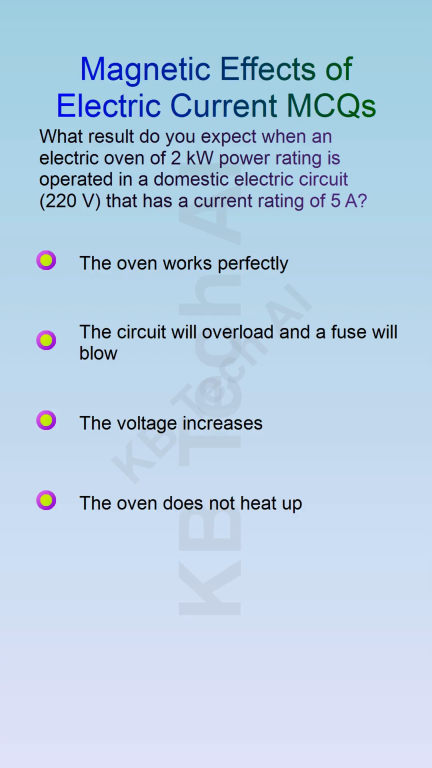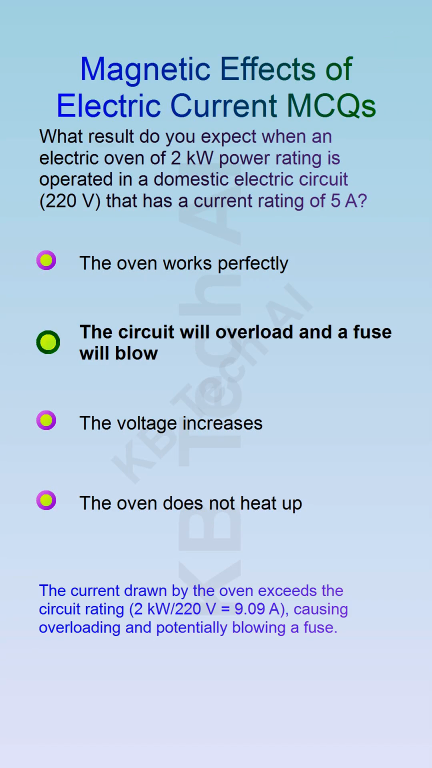What result do you expect when an electric oven of 2 kW power rating is operated in a domestic electric circuit, 220 volt, that has a current rating of 5 ampere? Option 1, the oven works perfectly. Option 2, the circuit will overload and a fuse will blow. Option 3, the voltage increases. Option 4, the oven does not heat up. The answer is, option 2, the circuit will overload and a fuse will blow.